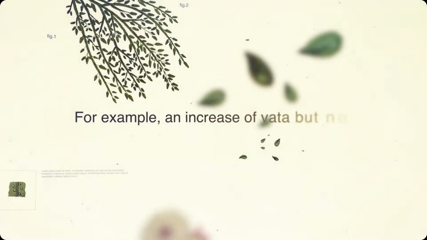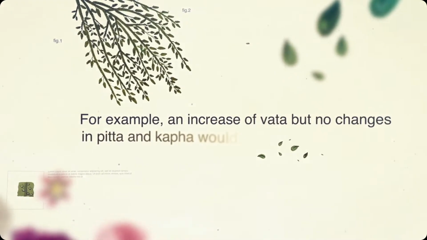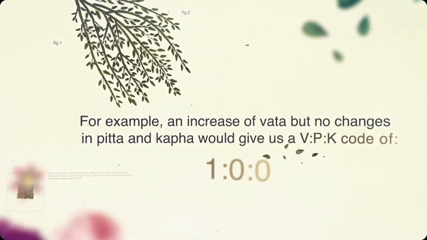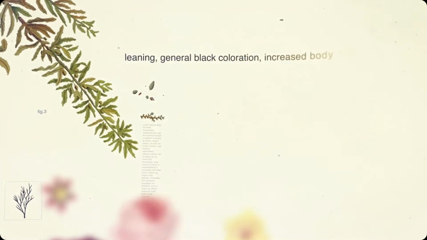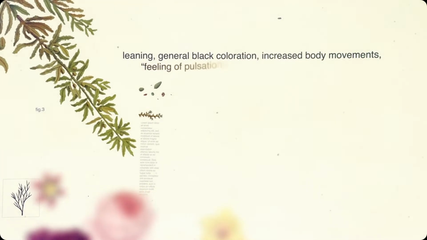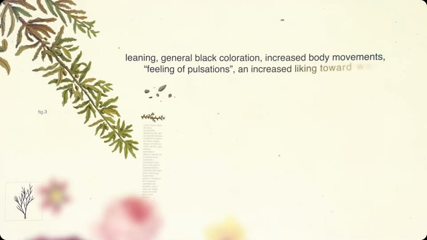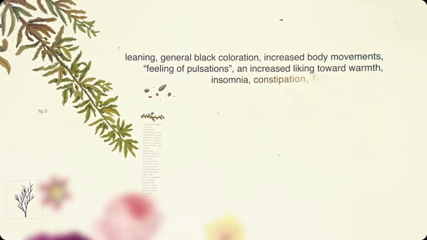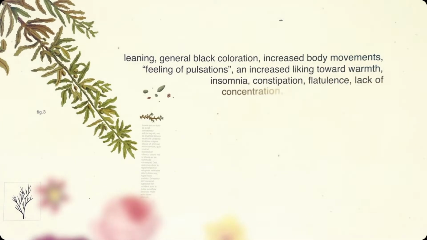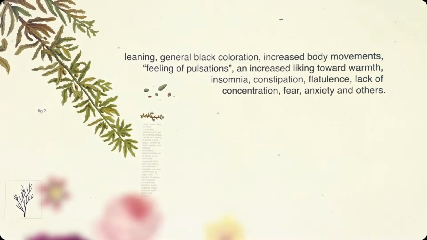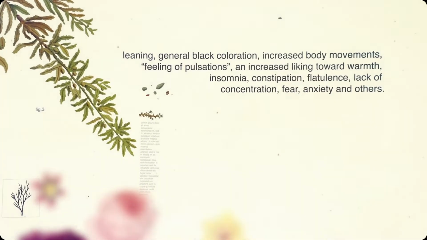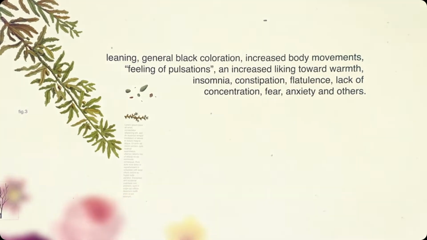For example, an increase of Vata but no changes in Pitta and Kapha would give us a VPK code of 1, 0, 0. Such a state would result in signs and symptoms like leaning, general black coloration, increased body movements, feeling of pulsations, and increased liking toward warmth, insomnia, constipation, flatulence, lack of concentration, fear, anxiety, and many more.